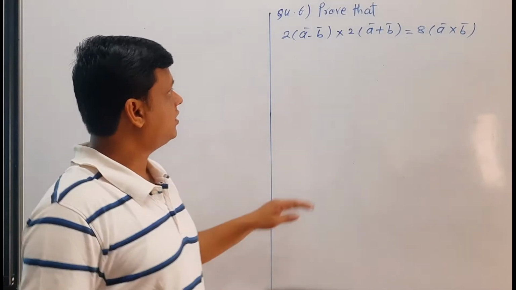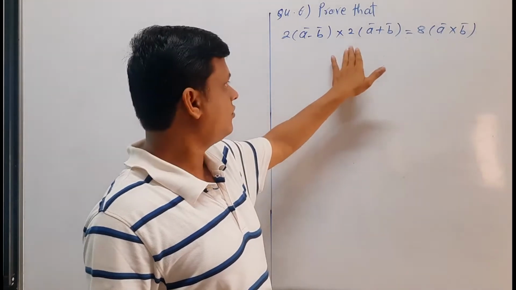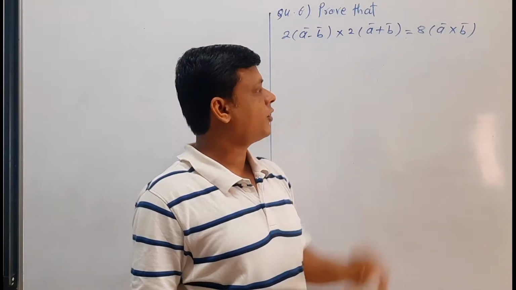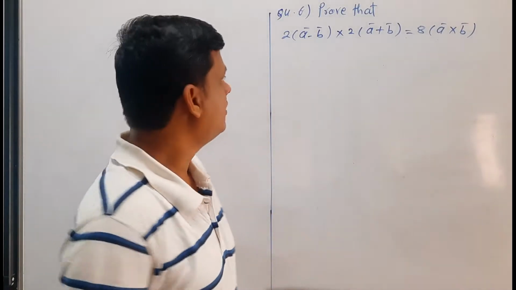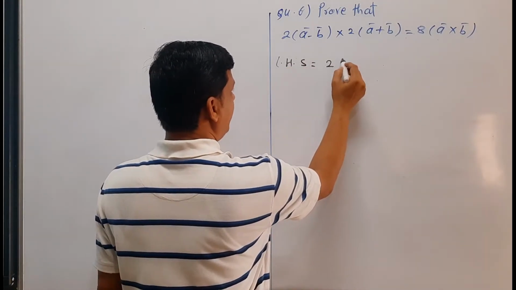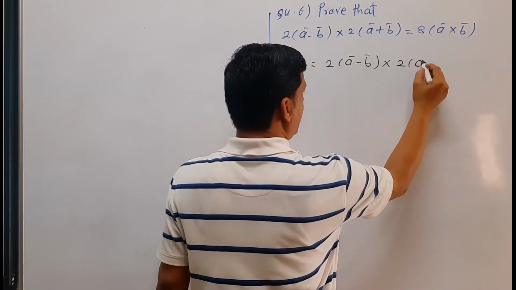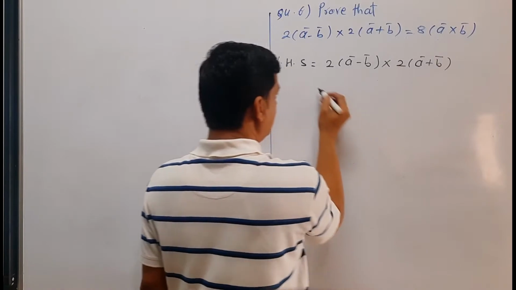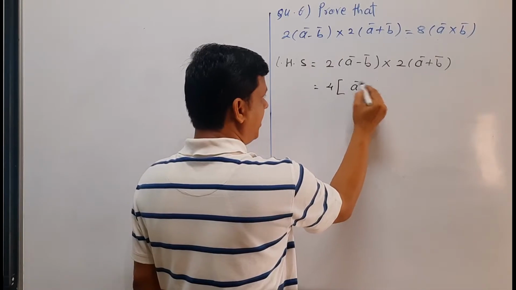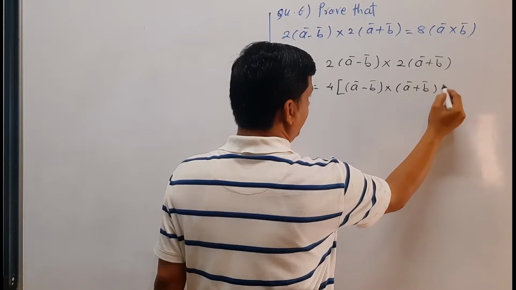Now see question number 6. Prove that 2 times (a bar minus b bar) cross (2 times a bar plus b bar) equals 8 times the cross product of a bar and b bar. So we consider here LHS. LHS is equal to (2a bar minus b bar) cross (2a bar plus b bar). Now we take this 2 into 2, 4. Then we write (a bar minus b bar) cross (a bar plus b bar).